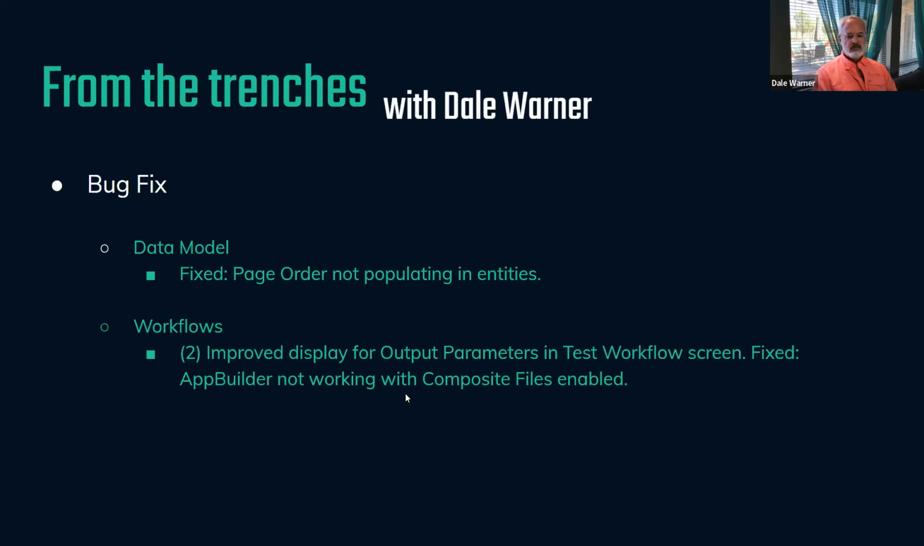For workflows, when you're using save and test, the output parameters are being displayed better. And also, we've long had a restriction that composite files, an option within the platform, if you've enabled that, you couldn't use Plantain app together with composite files enabled, and now apparently they've resolved that as well. So lots of good things coming out of development.